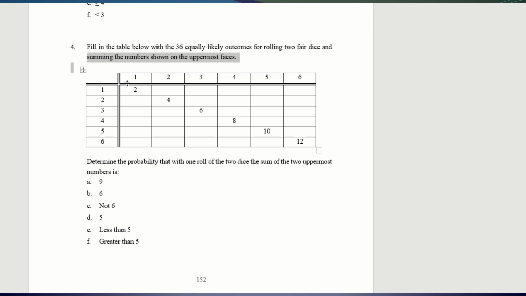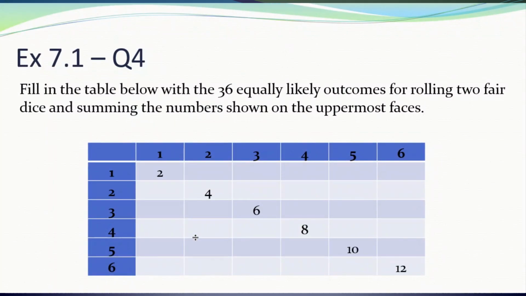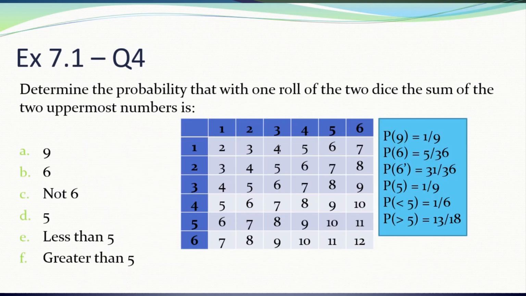1 plus 1 is 2, 1 plus 2 is 3, 1 plus 3 is 4, 1 plus 4 is 5. This will be 6, this will be 7, 2 plus 1 is 3, 2 plus 3 is 5. So just fill up accordingly. So you will get the totals. You fill up the totals and then you just calculate the probability. What's the probability of getting a 9? 4 out of 36. Alright, so you will basically get 1 out of 9.